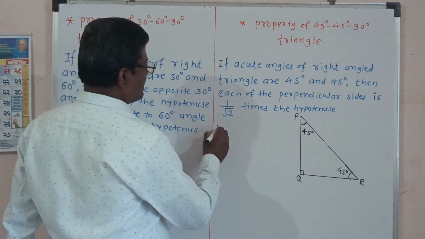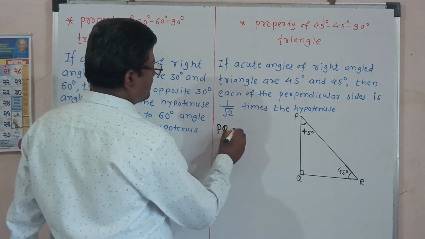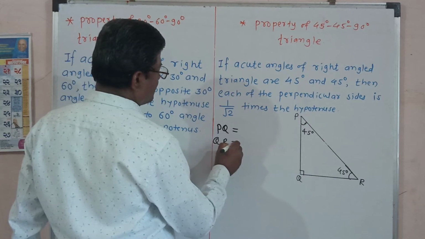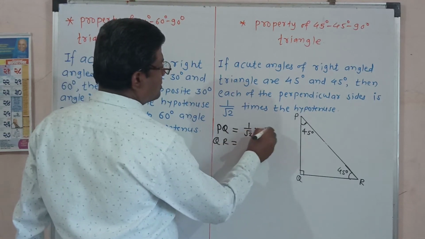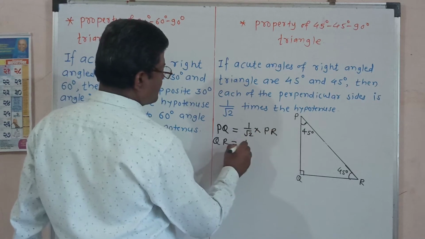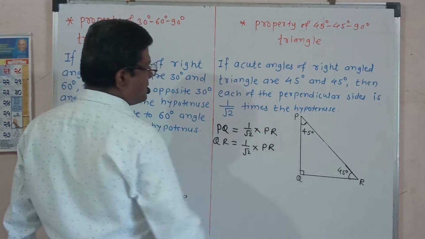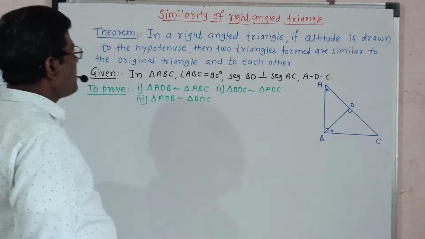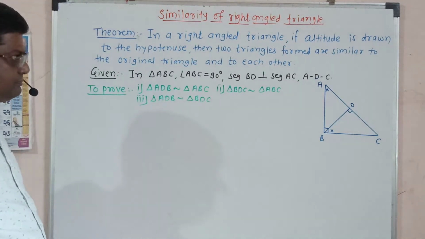Then the perpendicular side PQ and QR is equal to the 1 upon root 2 times hypotenuse, that is 1 upon root 2 into PR. Now next point is similarity of right angled triangle.